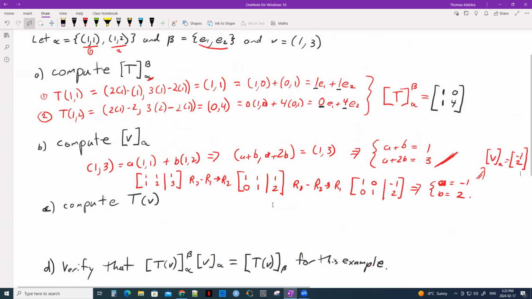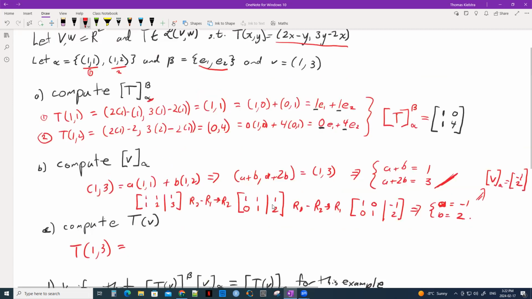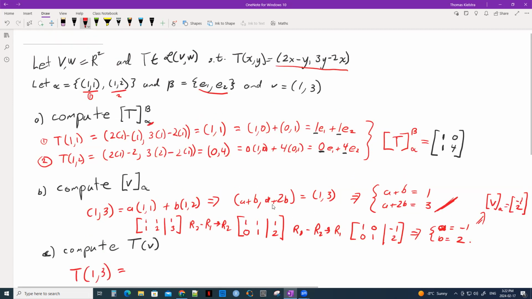Now we're asked to compute T of V. So we're going to look at what T does to the vector (1, 3). If we scroll up just a little bit to recall the formula, we get 2 times 1 minus 3, and 3 times 3 minus 2 times 1, which equals (-1, 7).